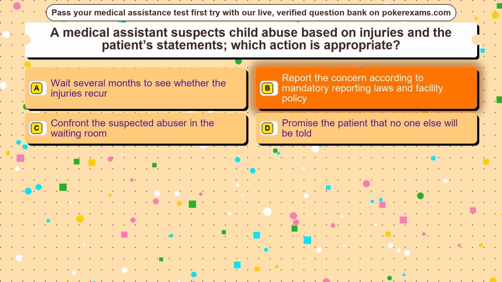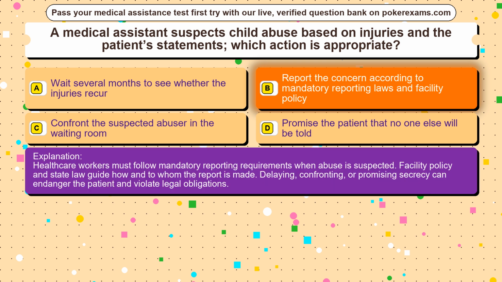The correct answer is option B. Report the concern according to mandatory reporting laws and facility policy. Healthcare workers must follow mandatory reporting requirements when abuse is suspected. Facility policy and state law guide how and to whom the report is made. Delaying, confronting, or promising secrecy can endanger the patient and violate legal obligations.